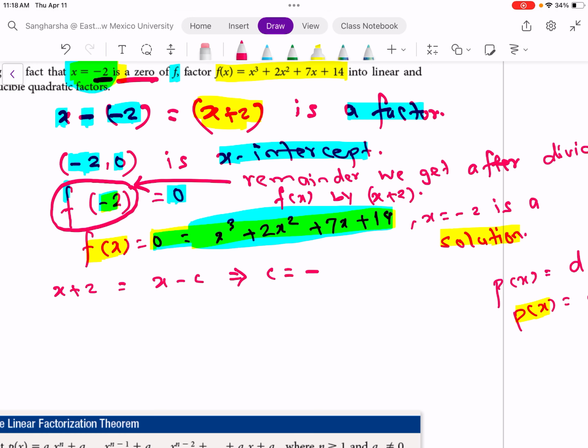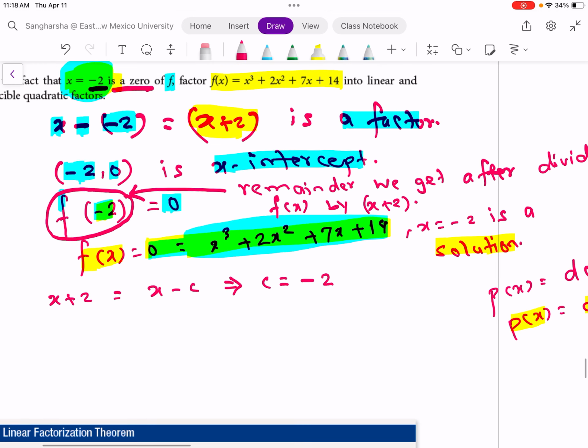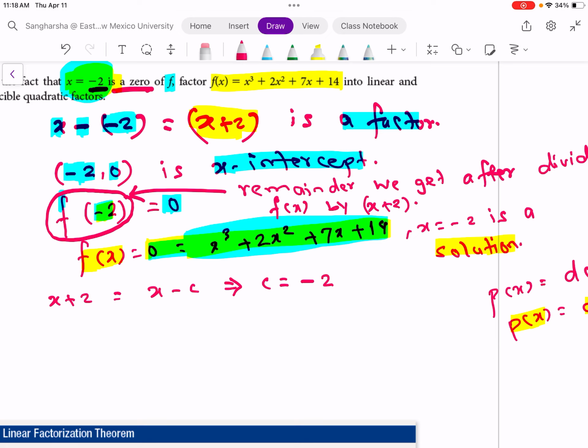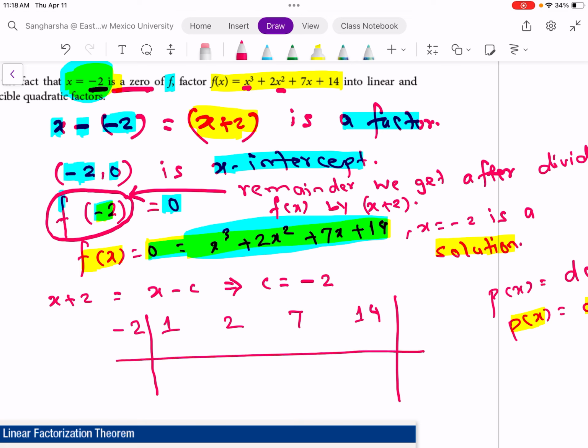Negative 2, right? Now we write down the coefficient of each term of the function. So the coefficient of x cube is 1, the coefficient of the square term is 2, the coefficient of x is 7, and the constant is 14. And we divide these coefficients by our c, which is negative 2. So in order to divide, we drop the first coefficient, right?